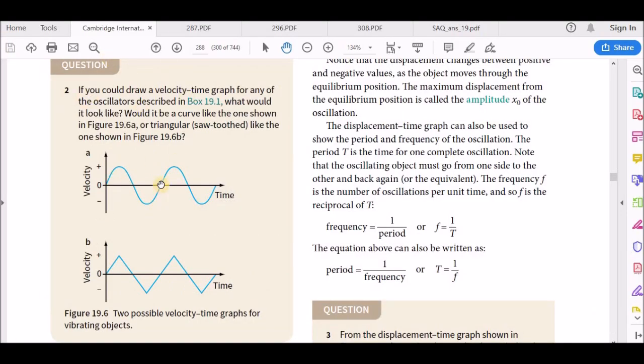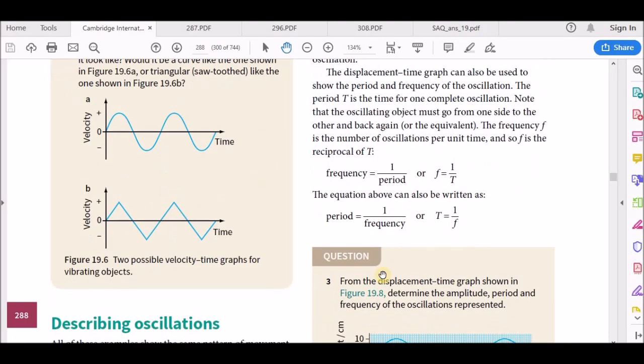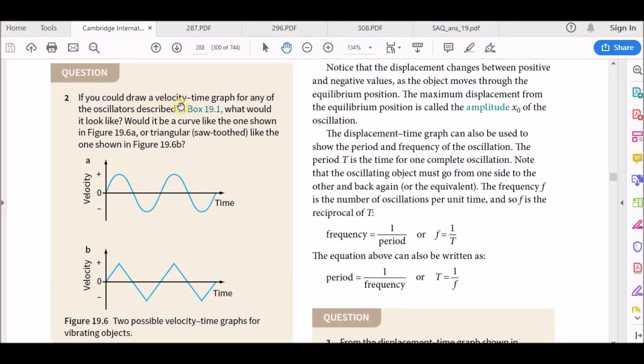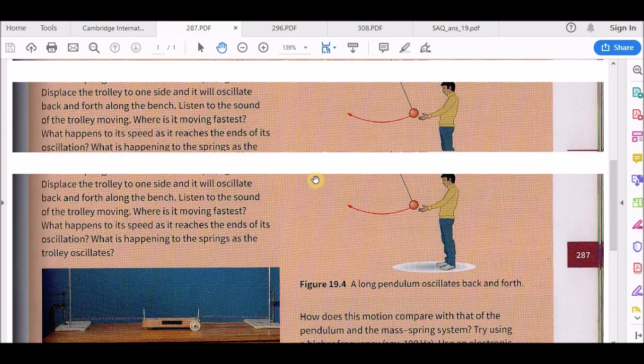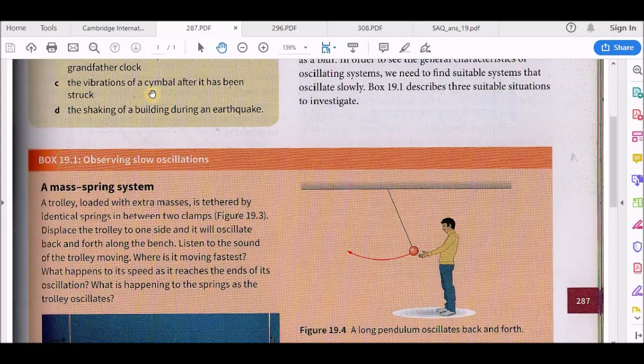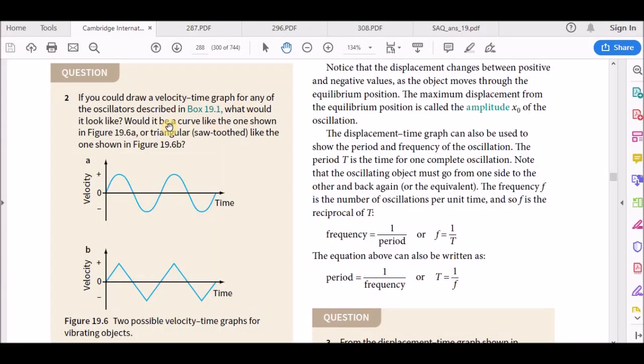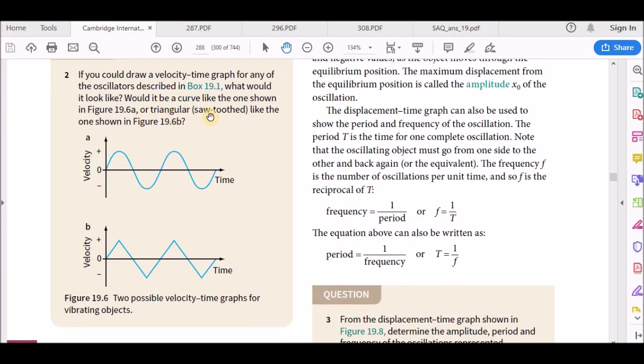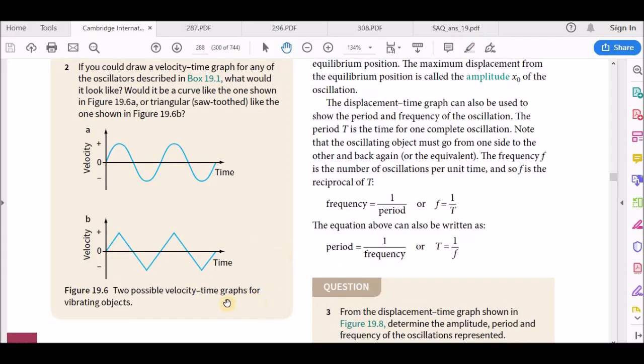By the way, we missed this question, so let's go through the second question. We did the third one. If you could draw a velocity time graph for any of the oscillators described in box 19.1, box 19.1 is this one, what would it look like? Would it be a curve like the one shown in figure 19.6a, or triangular, saw-toothed, like the one shown in figure 19.6b? Two possible velocity time graphs for vibrating objects.